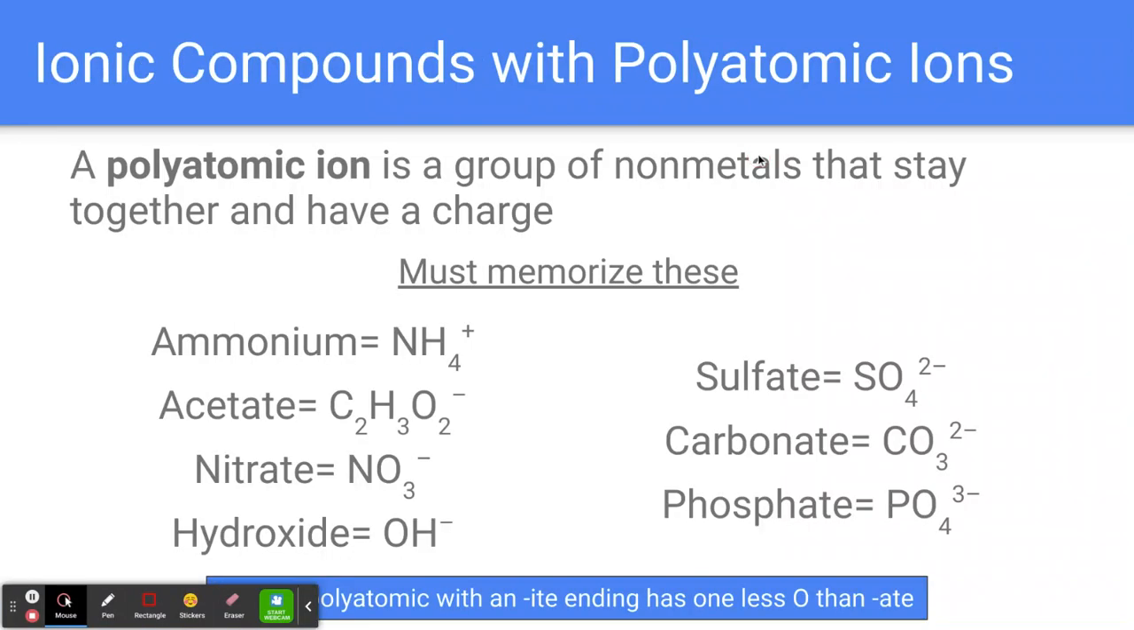All right, so those are just binary ionic compounds. And binary ionic compounds, remember, just have a metal and a nonmetal. Only two elements you're going to see in the formula. Now we have ionic compounds with polyatomic ions, and these are actually pretty common. So our polyatomic ions are a group of nonmetals that stay together and have a charge.